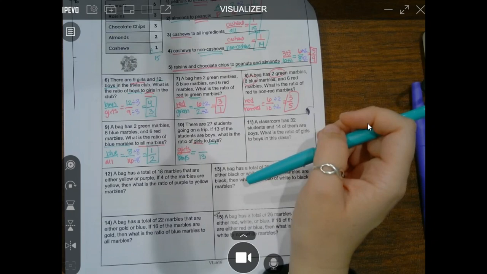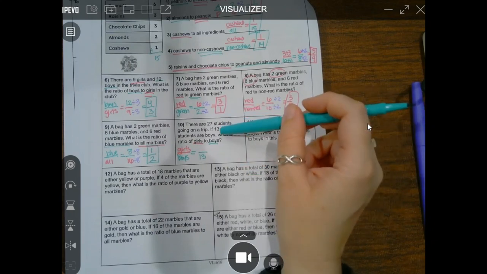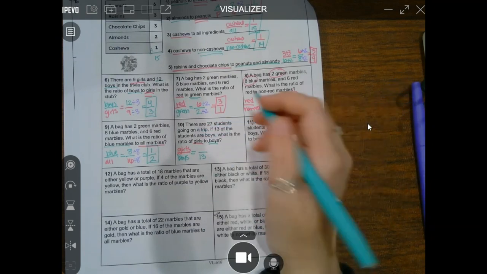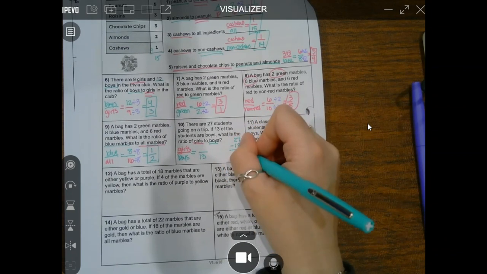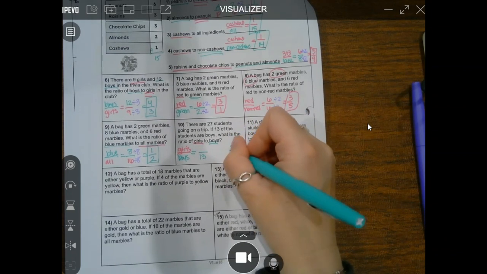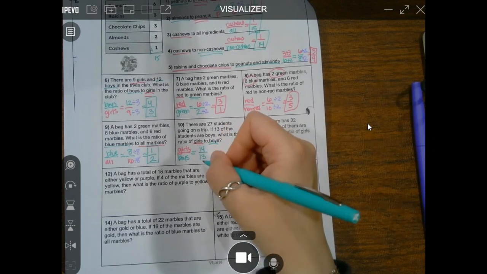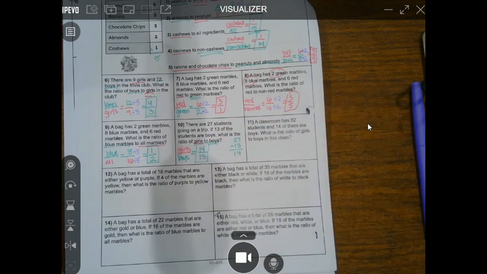Well, that's like the total number of students, right? So if the total number of students is 27 and 13 of them are boys, how would I find out the number of girls? Yeah, I would subtract them. So you have 27 total minus 13 boys equals the number of girls. So if I subtract that, I get 14. So there's 14 girls for every 13 boys. Can I reduce that? Nope. Okay. If you haven't tried any on your own, try number 11.